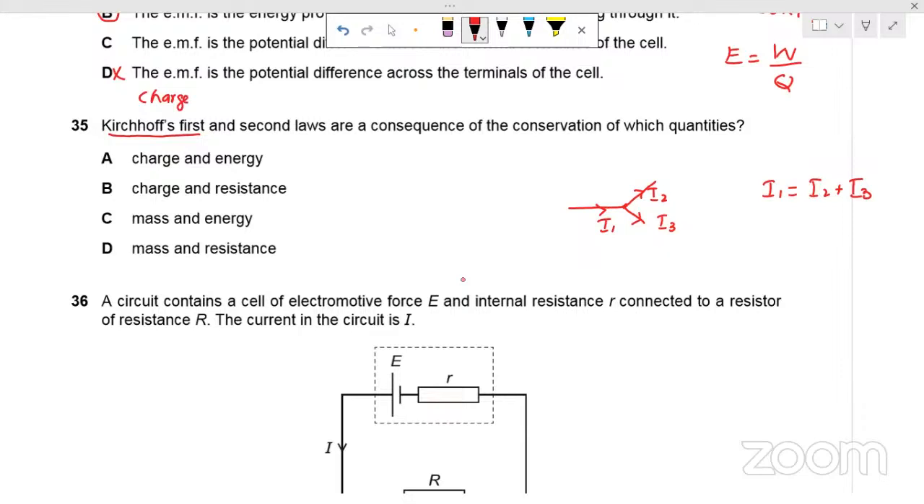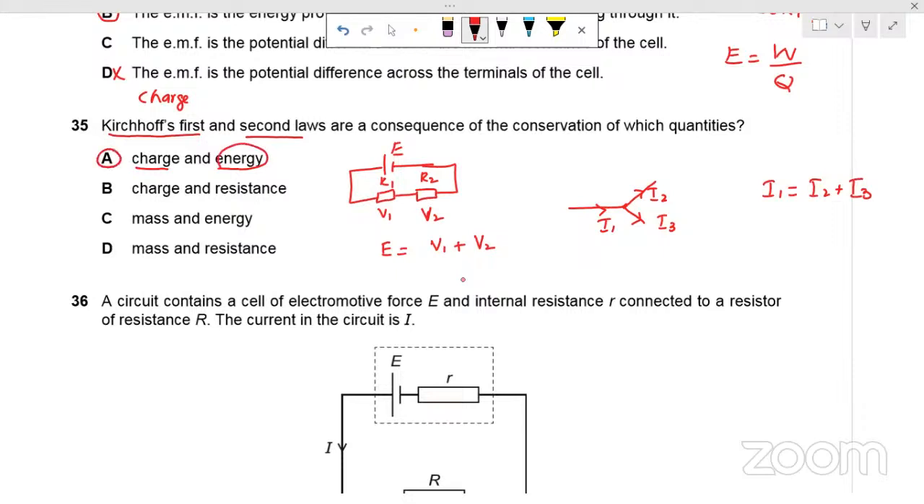So Kirchhoff's first law is a consequence of conservation of charge. And what is the second law? The second law states that in a closed loop, the sum of EMF is equal to the sum of potential differences. Potential difference across this resistor is V1 and across this resistor is V2. So in this closed loop, the sum of EMF is equal to the sum of potential differences. And this is the conservation of energy. So the first law is the conservation of charge and the second law is the conservation of energy.